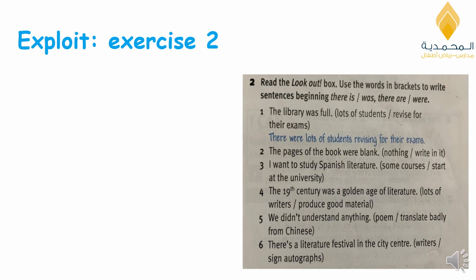Now let's do exercise number 2 together. Read the Lookout box. Use the words in brackets. Write sentences beginning there is, there was, there are, there were. The library was full. Lots of students revise for the exams. So how can I do this sentence? I have to say there were lots of students revising for their exams.